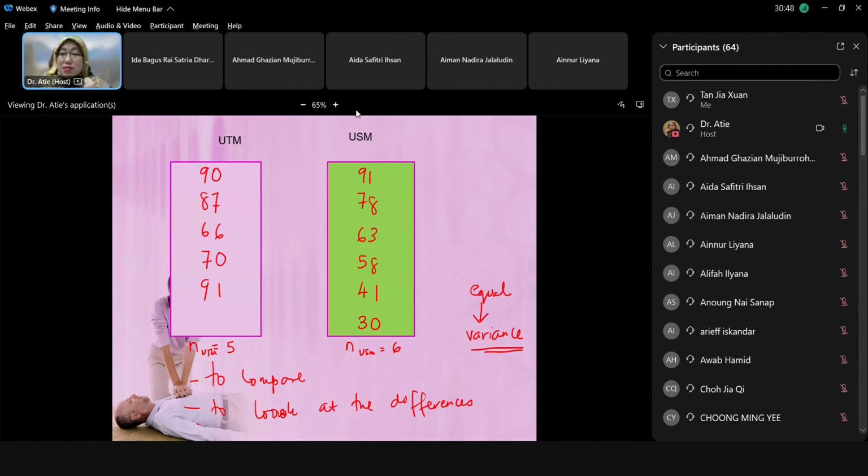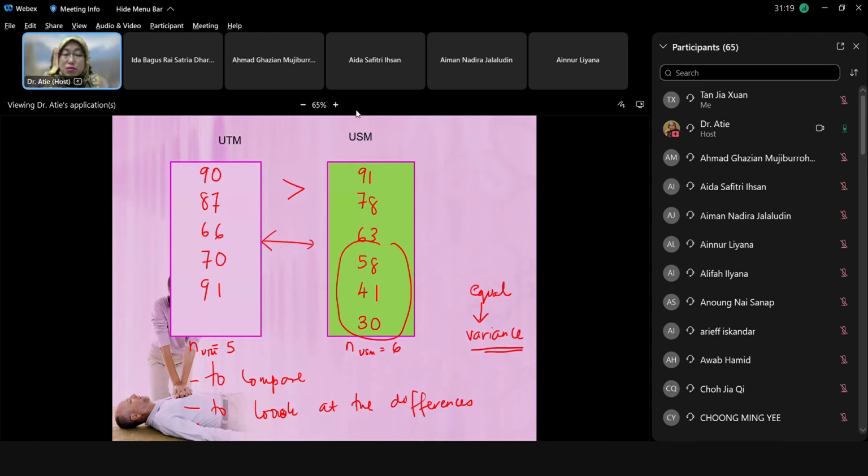So in real life, when we do research and want to compare this, it means that we don't need the t-test, we don't need SPSS and the analysis, because I can say that the USM score is lower than the UTM scores, right? Because of these people right here. They really affect the mean, right?